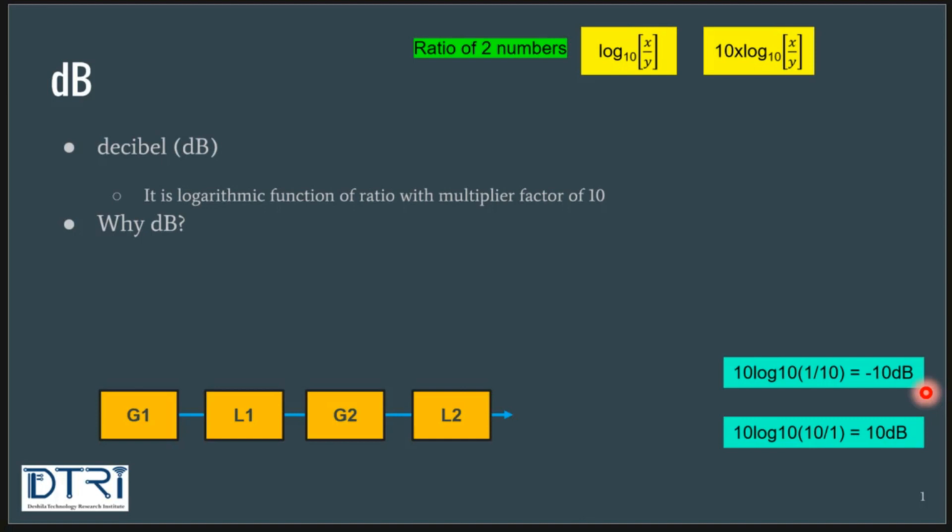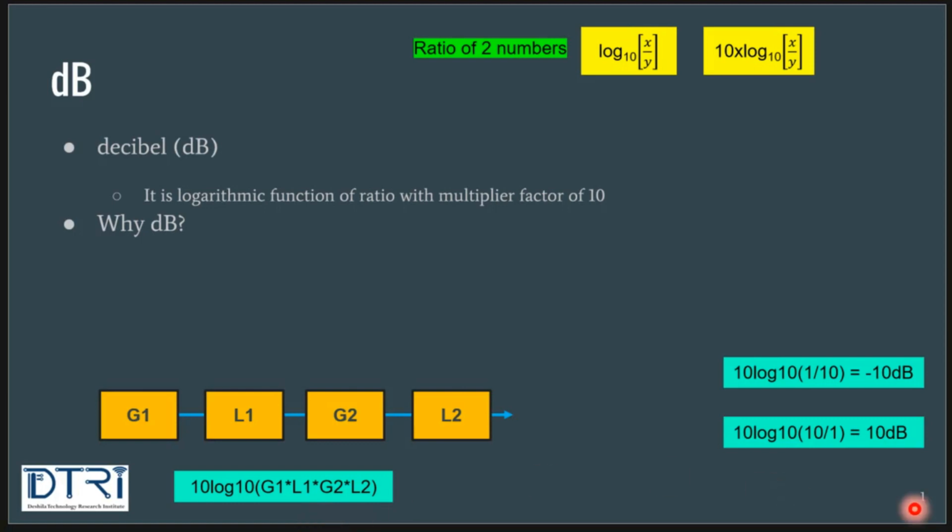Let us say we have multiple blocks in a transmitter system which have gains G1 and G2 and losses L1 and L2 and so on. So now the total gain is obtained by multiplying all these G and L values. But what if you take the logarithm of these values? It will look like this, and it will be in decibel format.